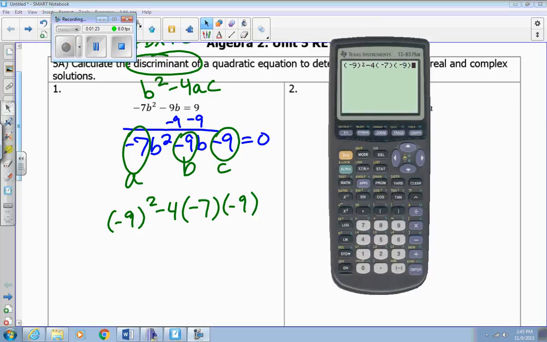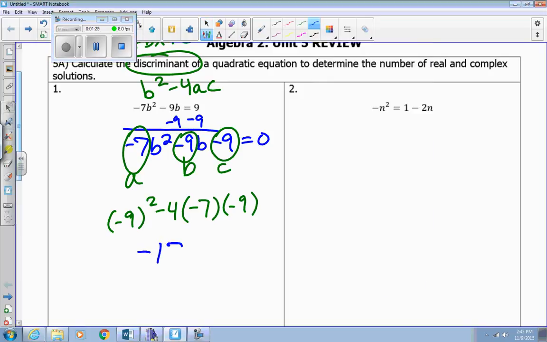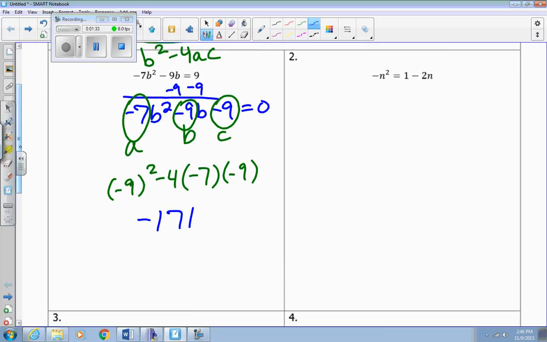So here it is on the calculator. We hit enter. We get negative 171. You get a negative, that means there's going to be two complex solutions. You could also use imaginary, but I'd really like to use complex. So two complex solutions.